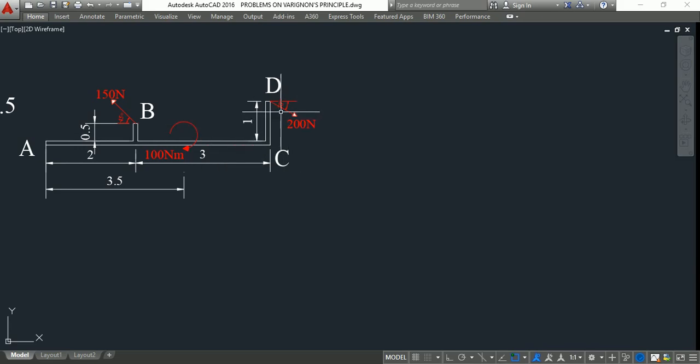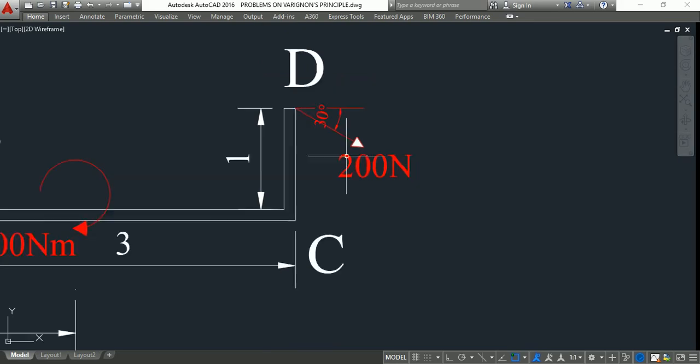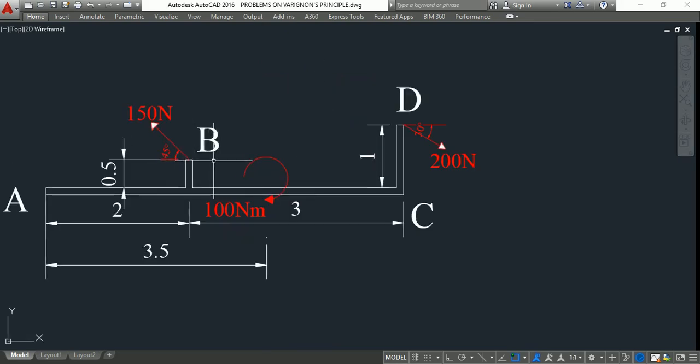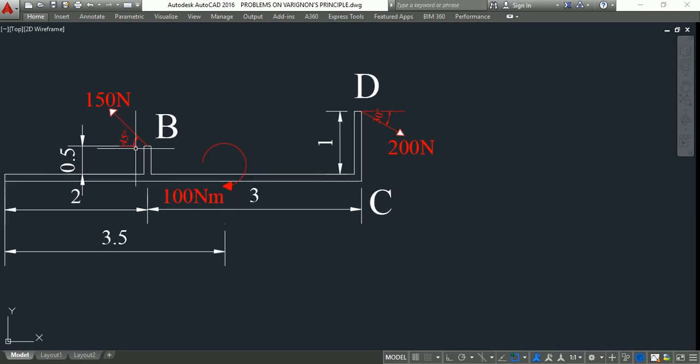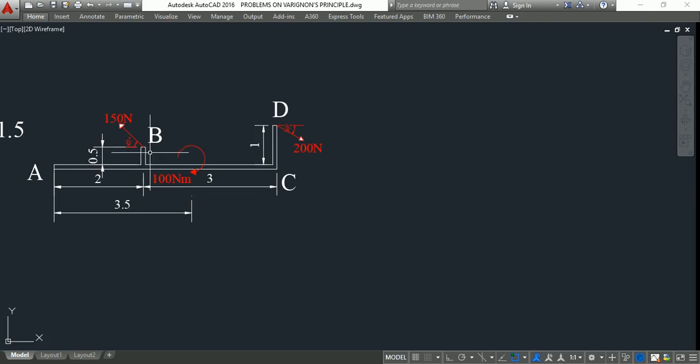See here, a force of 200 Newton is acting at point D and making an angle of 30 degrees. Next, the force of 150 Newton is making a 45 degree angle with the horizontal, and a moment of 100 Newton meter is acting at a distance of 3.5 meter from point A. We need to find out the magnitude of the resultant and its position. To do that, first we need to resolve the forces to find the summation of horizontal and vertical forces.